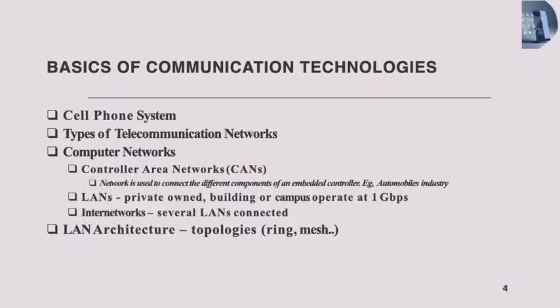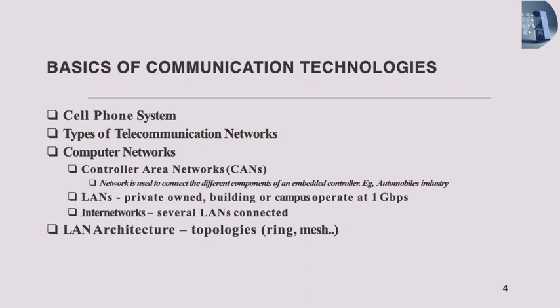Basics of communication technologies include the cell phone system, different types of telecommunication networks, and computer networks like controller area network, local area network, then the collection of several LANs, that is internetwork or internet. Another thing is its architecture, local area network architecture, with topologies like ring, mesh, star topology, etc.